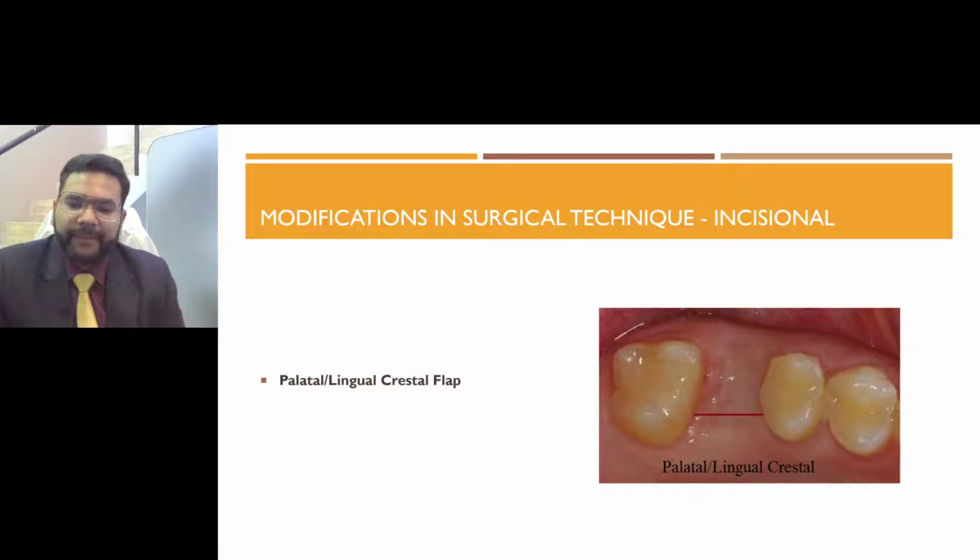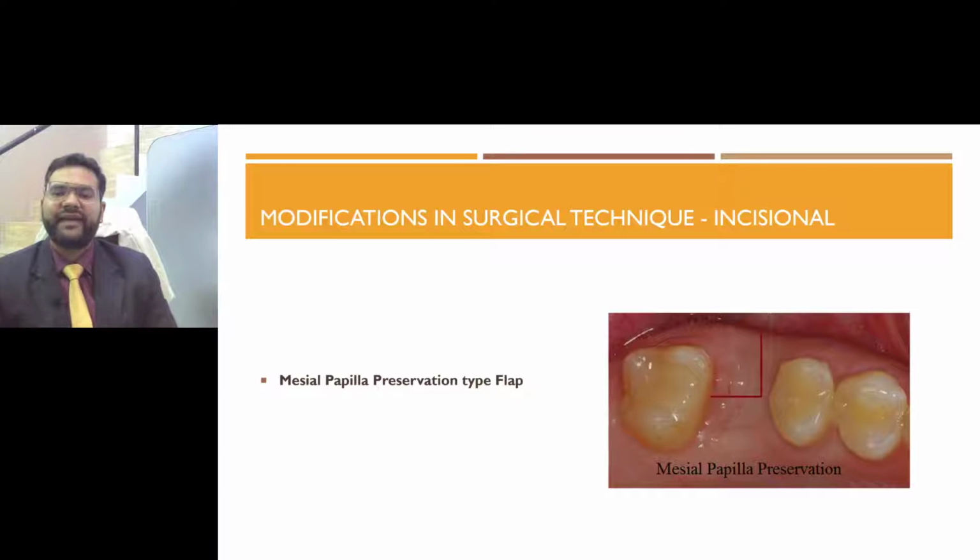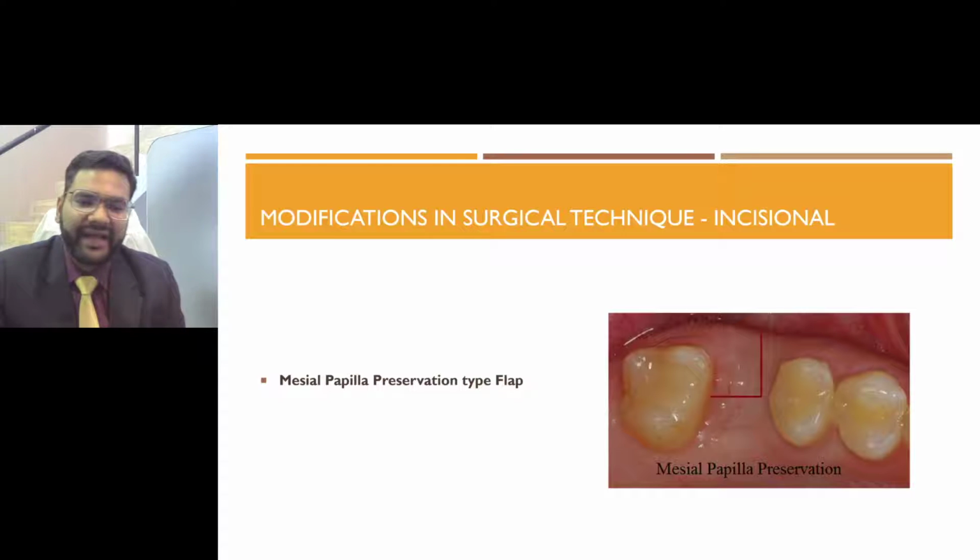Then we have a palatal or a lingual crestal design. This flap design is used in cases where the buccal tissue is deficient. The incision is given towards the lingual or the palatal side of the arch, and the flap is raised towards the buccal side. The next design which we have is a mesial papilla preservation type flap. This type of flap design is used where there is a need to preserve the mesial papilla to maintain the aesthetics in certain cases. Here the mesial papilla is preserved by using a vertical releasing incision connected to the crestal incision and an intrasulcular incision on the distal tooth, which will preserve the mesial papilla.